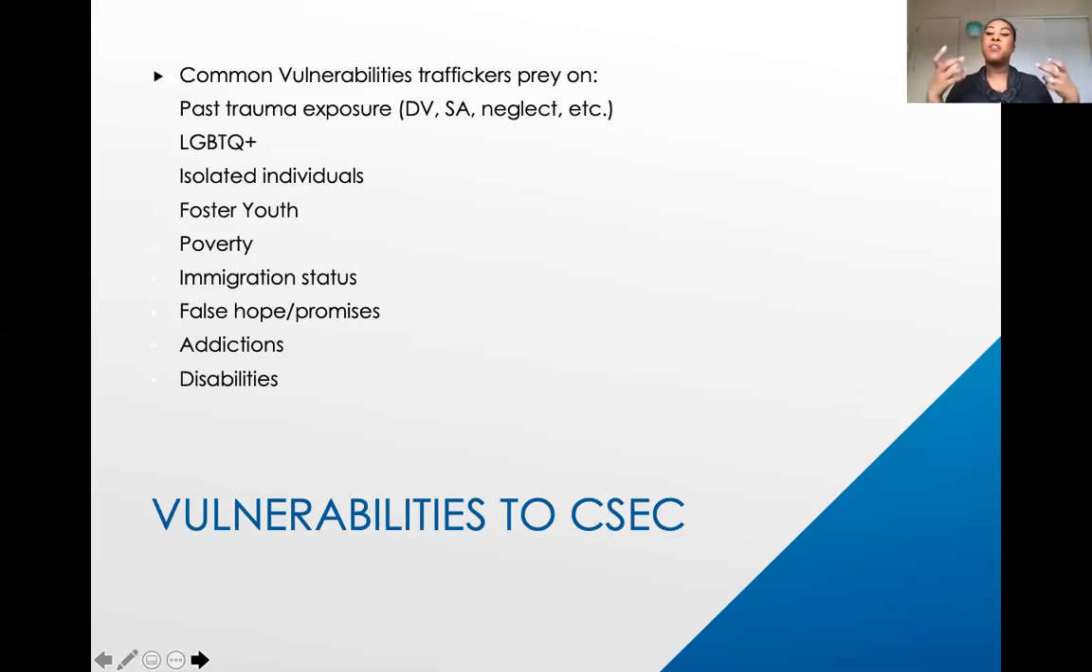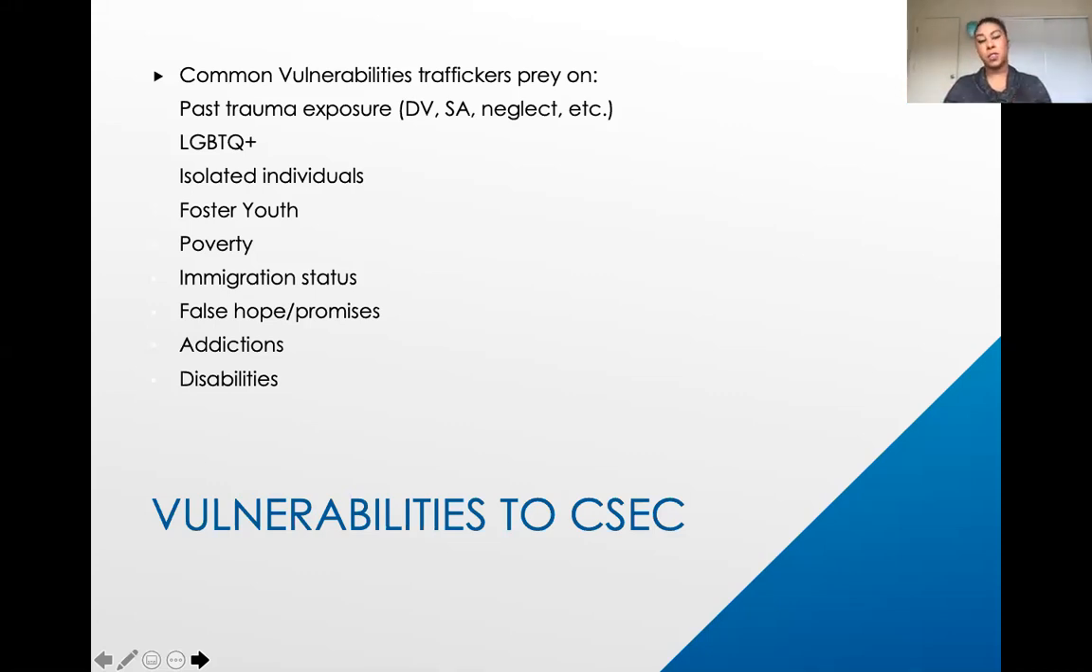We want to affirm their right to exist, their right to love as they want, their right to be who they want. That is one of the easiest vulnerabilities we can stop today. We can address this so quickly if we change the way our society relates to LGBTQ youth. Another big one is isolated individuals. It might be that they're isolated from past abuse. They might be physically isolated, emotionally isolated for various reasons, and traffickers can really prey on that, making them feel wanted, making them feel included.